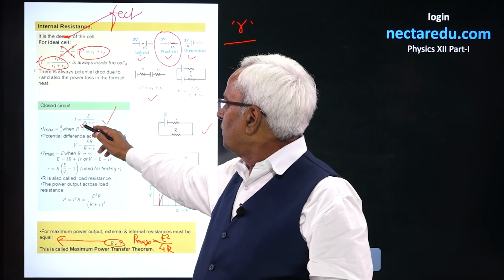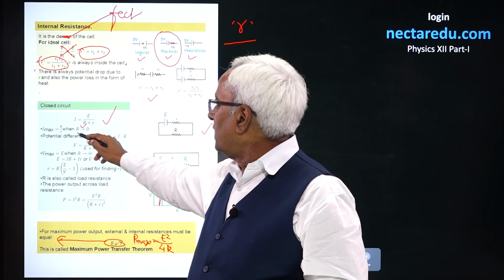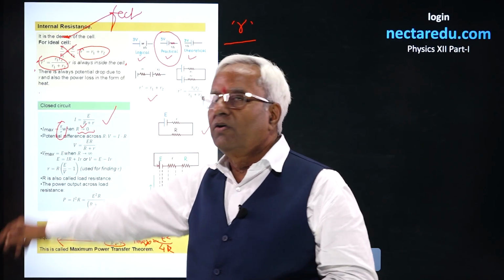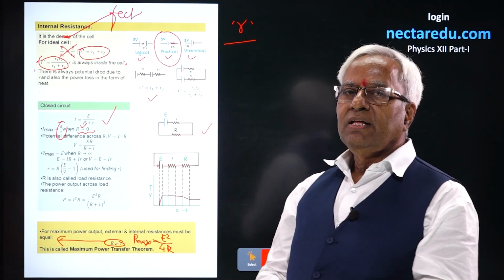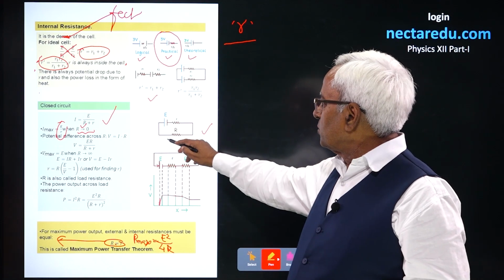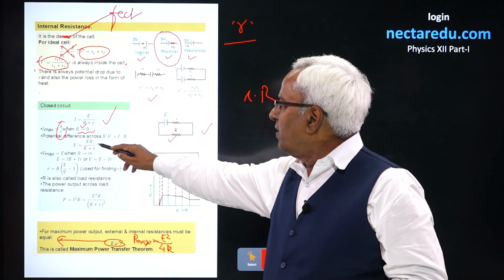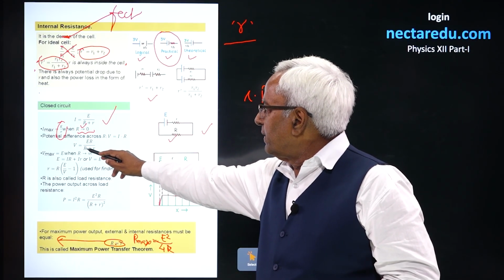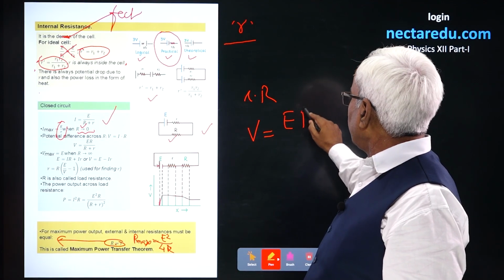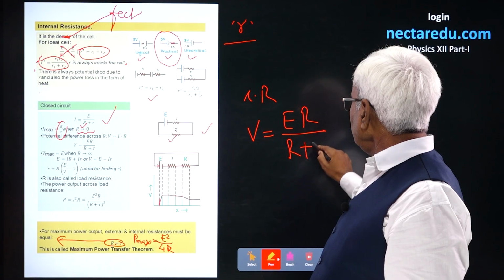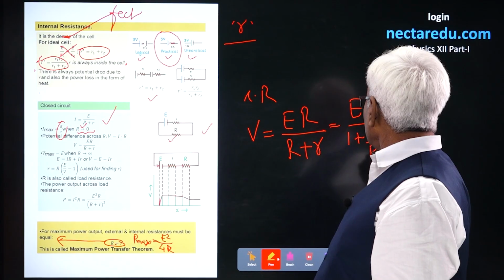I maximum is possible only when the external resistance becomes 0. When you take R equal to 0, you are going to get the value of maximum current, that is E upon internal resistance r. Voltage output here across this load resistance is going to be I into R, and if you put the value of I, you are going to get E R upon R plus r. This requires a little modification. This could be rewritten as E upon 1 plus r upon R.